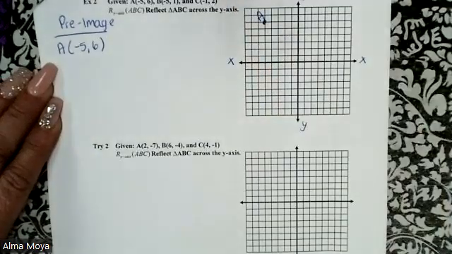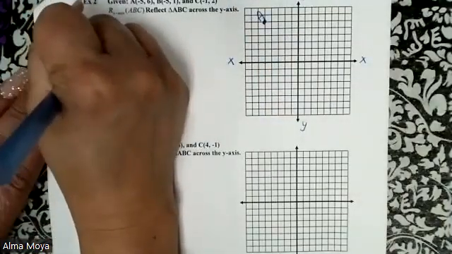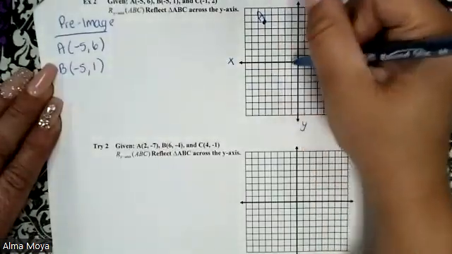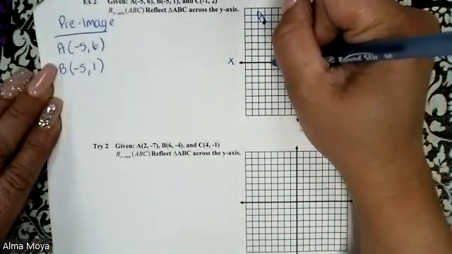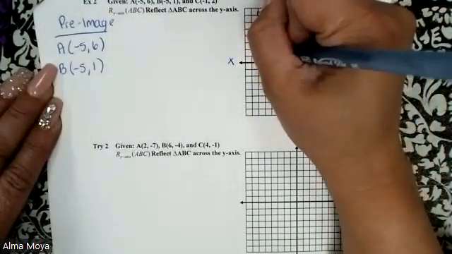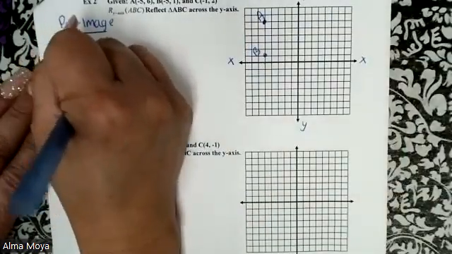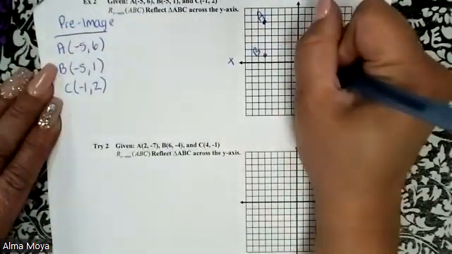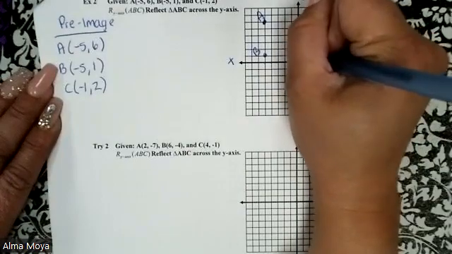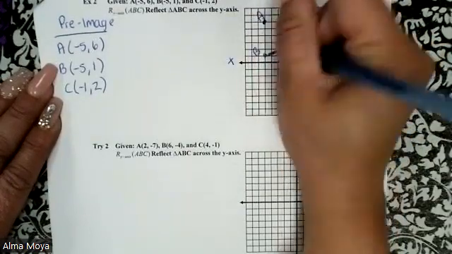That's going to be my A. My B is the point (-5, 1). So 1, 2, 3, 4, 5, up 1. That's going to be my B. And then my C is (-1, 2). So -1, +2. That's going to be my C.